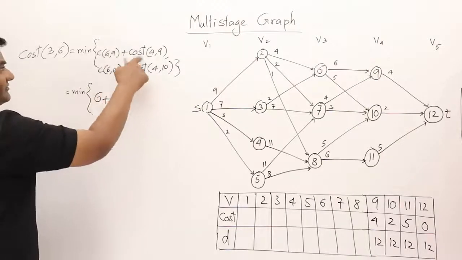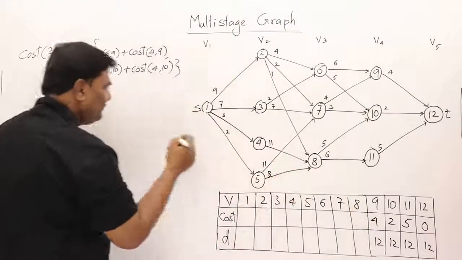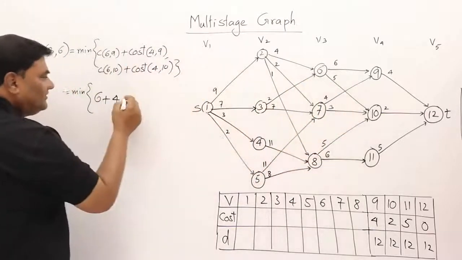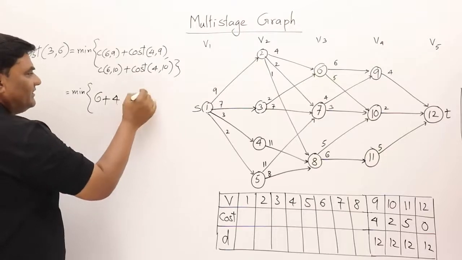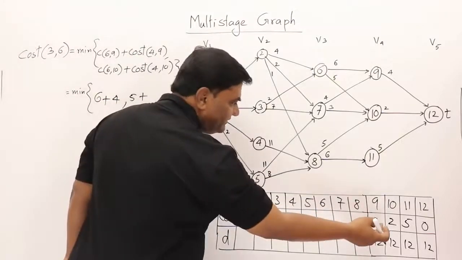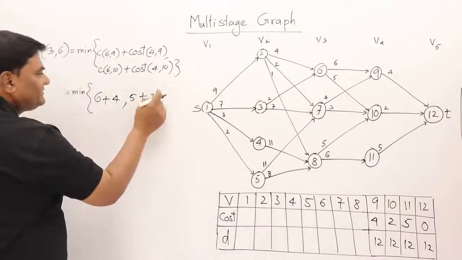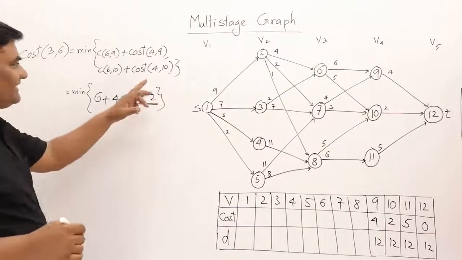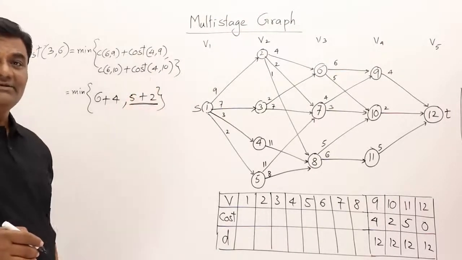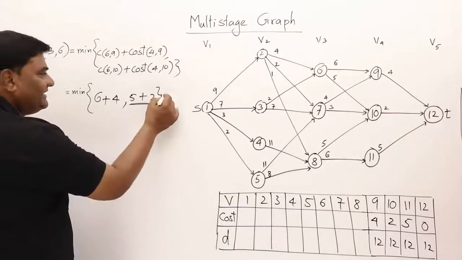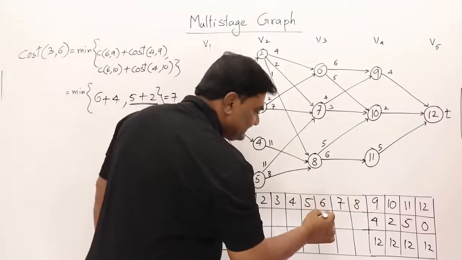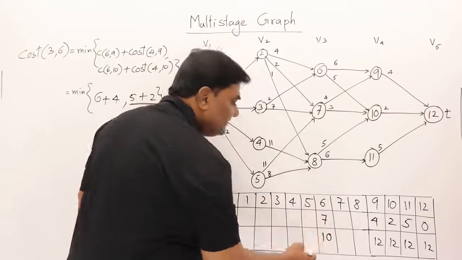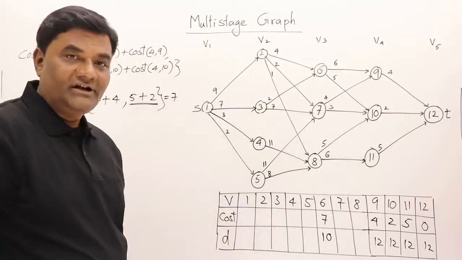6 plus cost of (4,9), here C(6,10) is how much? 5 plus cost of (4,10), this one is 2. So out of this, which one is smaller? This one is smaller. The vertex 10 has given me the smaller value. What is that? 7. So cost of 6 is 7. And which vertex has given me the minimum cost? Vertex 10. So the one which is giving the minimum result, we have to write on that one here.